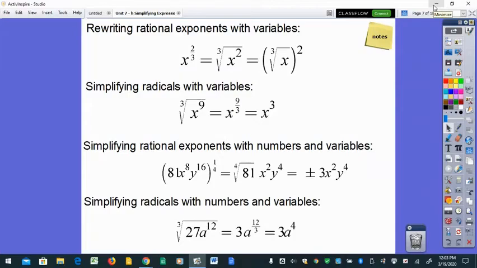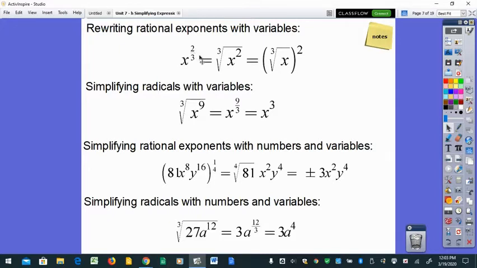It's Mrs. Woodruff. Today we're going to continue our discussion of simplifying expressions with rational exponents. You're going to find it's not really that different today. We're just going to put some variables in there. So here we have an x raised to the 2/3.